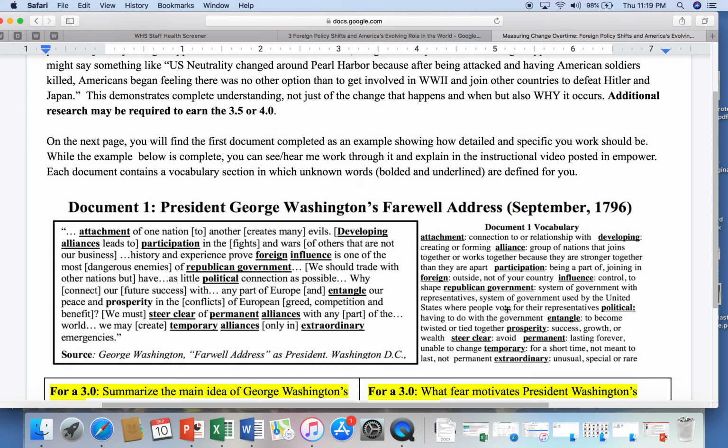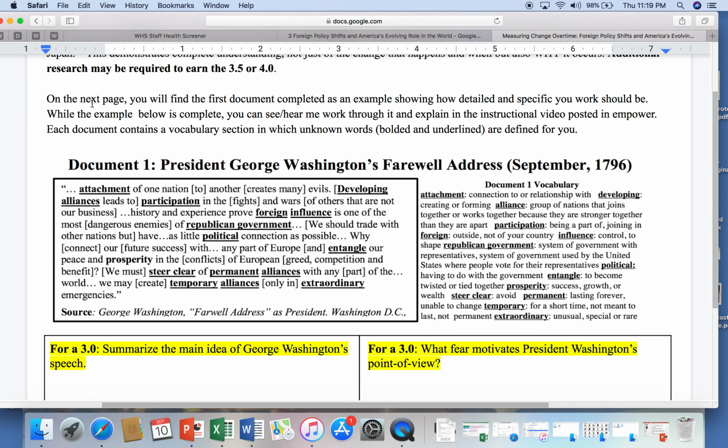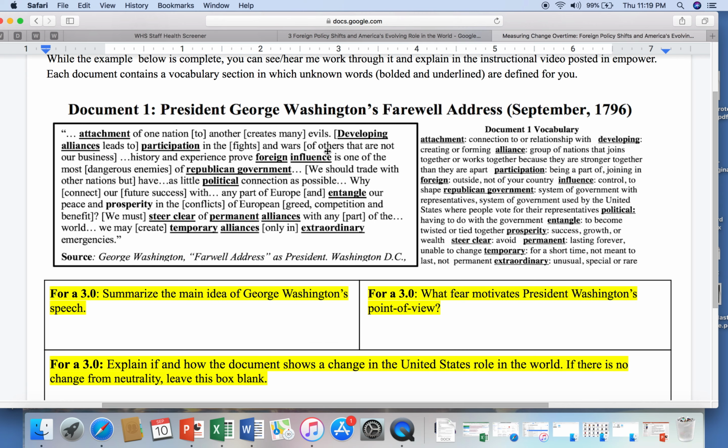So what you can see here is some last-minute directions. On the next page, you will find the first document completed as an example showing how detailed and specific your work should be. While the example below is complete, you can see and hear me work through this in this instructional video. Basically, if you don't want to rewatch the video, you have this sample in your sheet when you open it up.